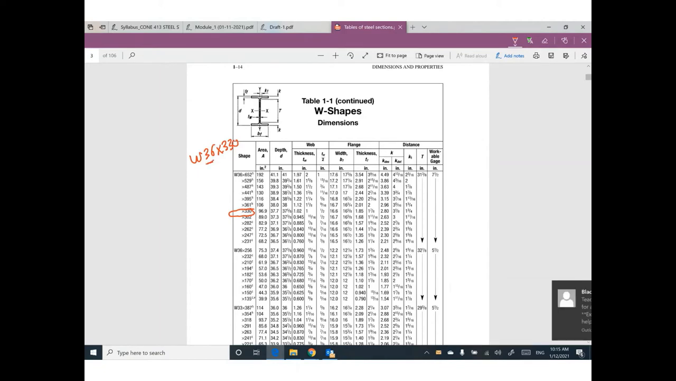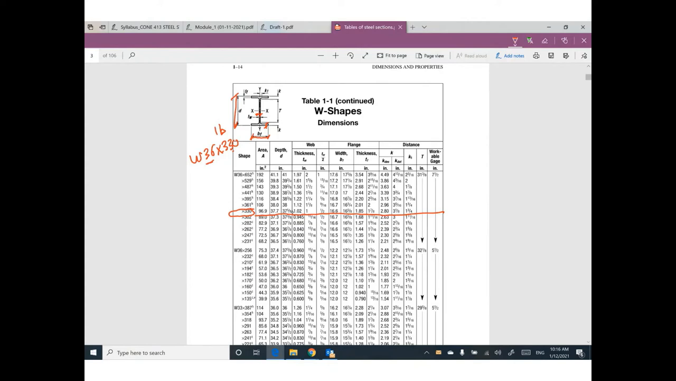36 is the total depth. 330 will be the weight of the unit length of the beam. But what about the other dimensions? The flange width, the flange thickness, the web thickness, all of this stuff, you can get them from this table.